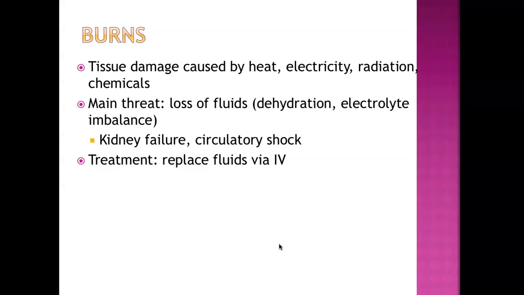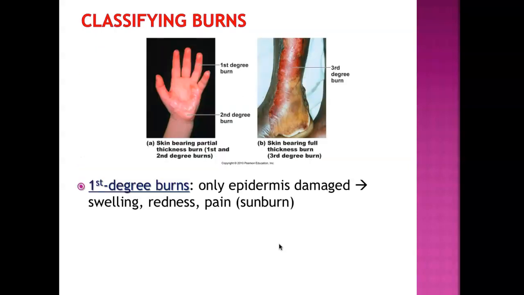The main treatment for burns is replacing fluids via IV until the epidermis, dermis, and hypodermis are able to regenerate. Some burns are worse than others, so I want to go through each type of burn. A first degree burn is when only the epidermis is damaged, and usually this is your sunburn. Your sunburn is going to be your first degree burn.